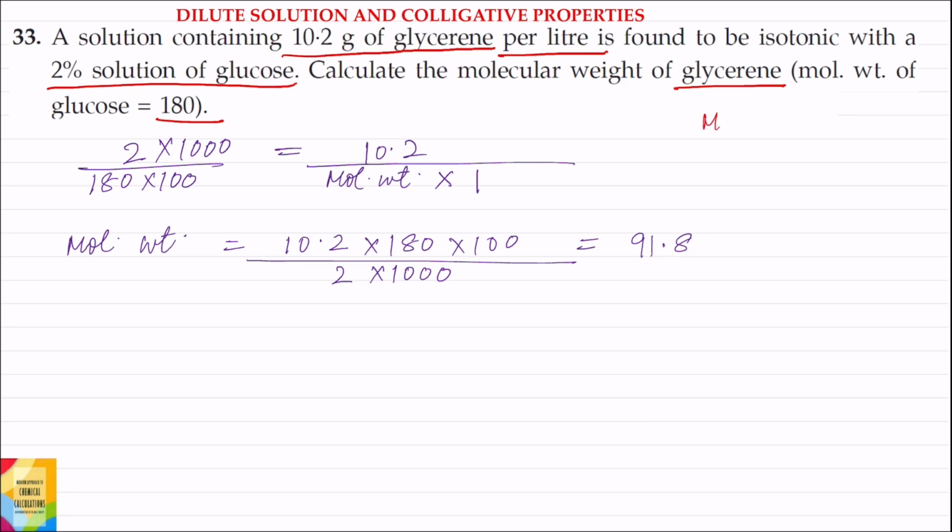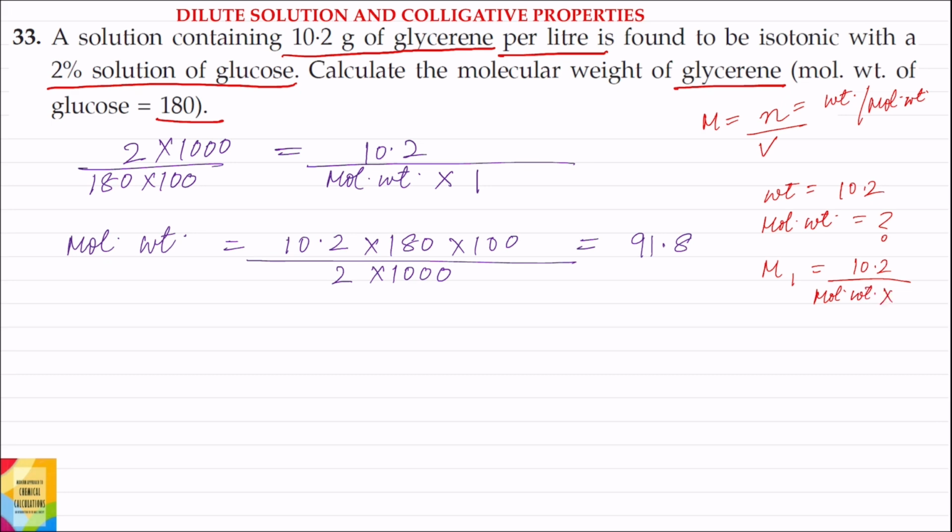Now what will be the molarity of glycerine? Moles of glycerine divided by volume of solution in liters. And moles of glycerine will be weight of glycerine divided by molecular weight of glycerine. Now weight of glycerine is given as 10.2 gram and molecular weight of glycerine we have to find out. So molarity of glycerine solution, let it be M1, will be 10.2 divided by molecular weight of glycerine into volume of solution which is given in the question as 1 liter. This is molarity of glycerine.